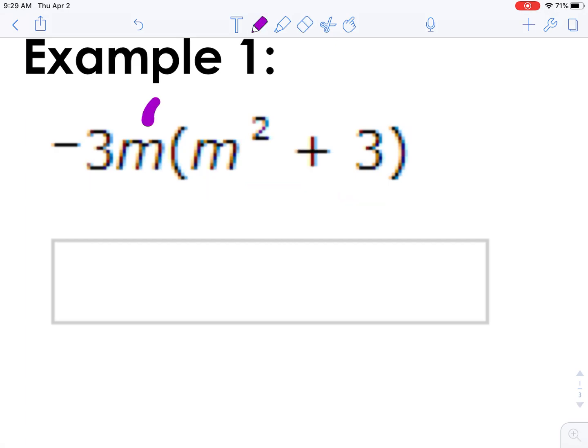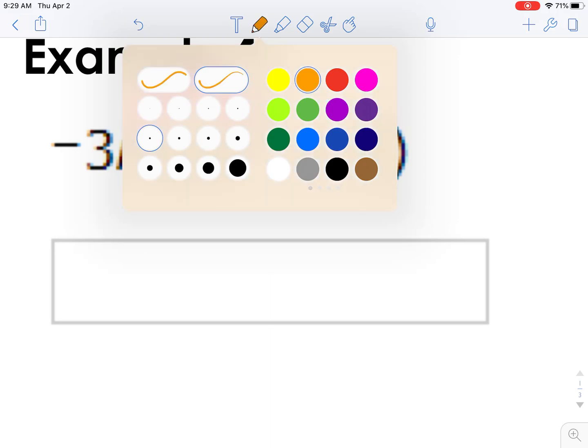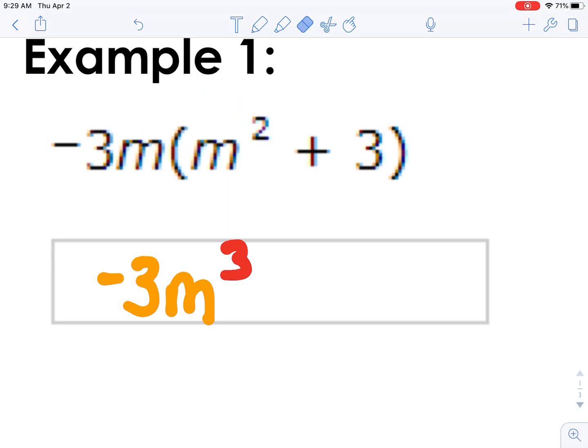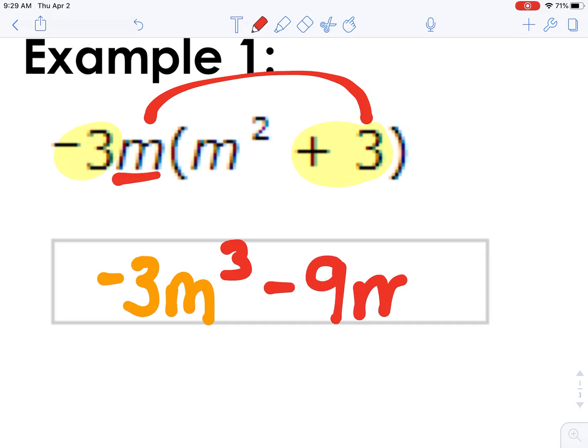This first example is multiplying one term by two terms. The easiest way to do this is just to distribute. You're going to multiply the numbers in front. Remember that there's a 1 in front if there's no number there. So we're going to multiply -3 times 1, which is -3. And then next, when we multiply the m's, we add the exponents. So 1 plus 2 is 3. Next, we're going to distribute this -3 over here. -3 times a +3 is -9. And don't forget the m.